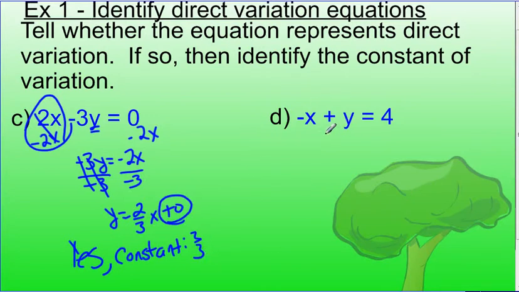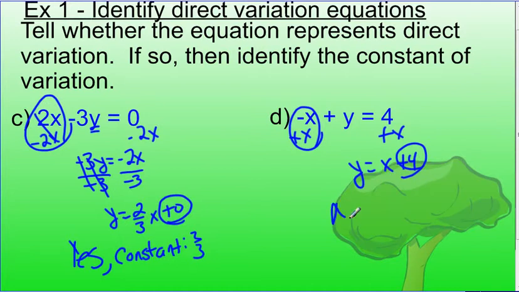Letter D. Solve for y. So we're going to add x to get rid of the minus x. Y equals x plus 4. The y is by itself, so this is done. Is this direct variation? No. This has to be 0.